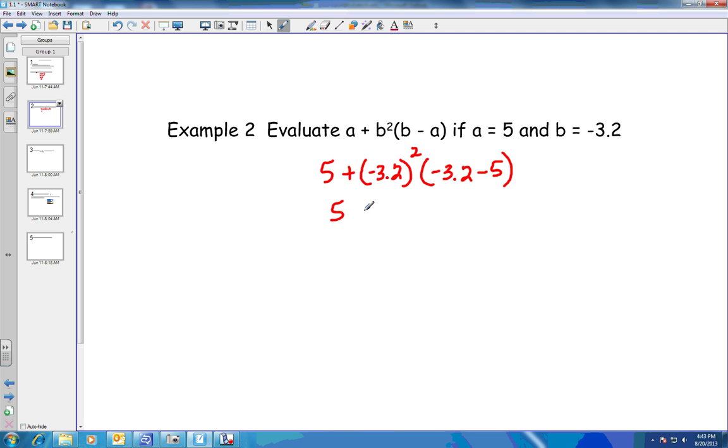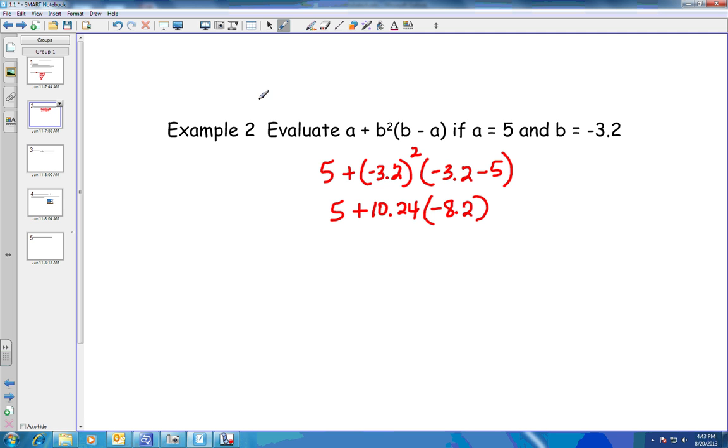So I have 5 plus negative 3.2 times a negative 3.2. So I already know it's going to be a positive answer. 3.2 times 3.2 is 10.24. And then that's going to be multiplied by, I have a negative 3.2 minus 5. Okay, so since my signs are the same, I'm going to add and keep the sign. So a negative 3.2 minus 5. Add and keep your sign. It's negative 8.2.